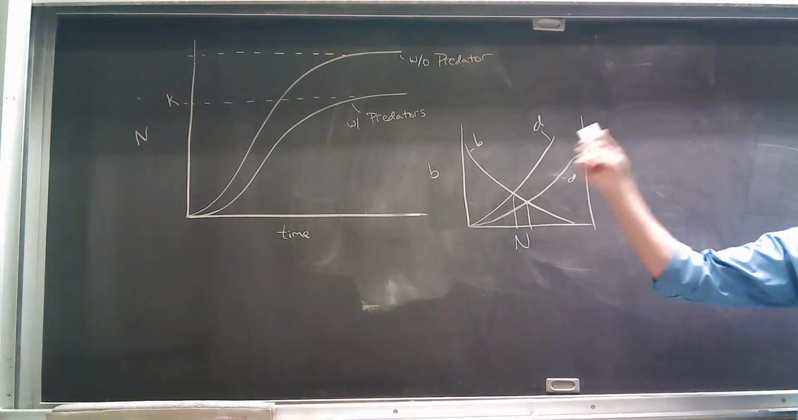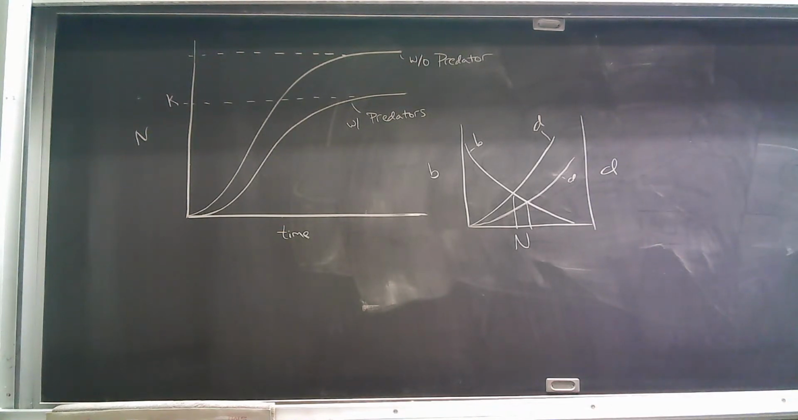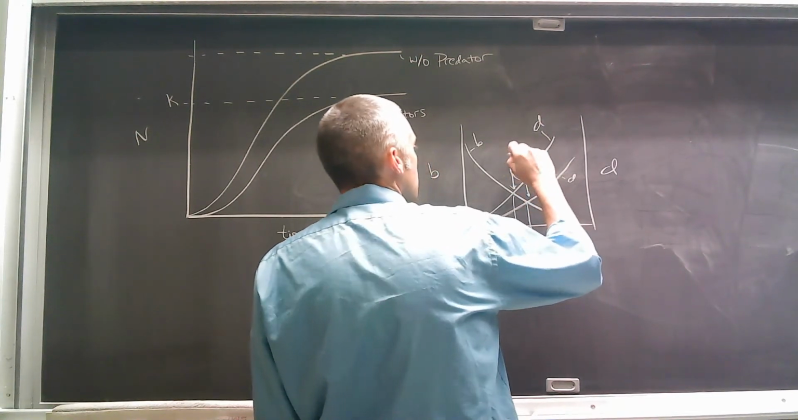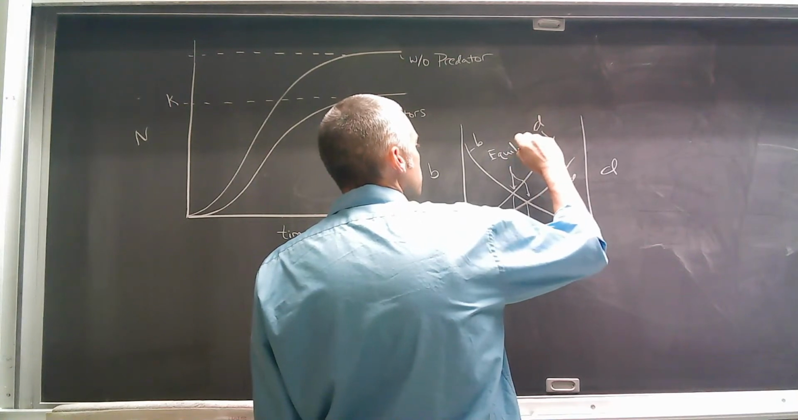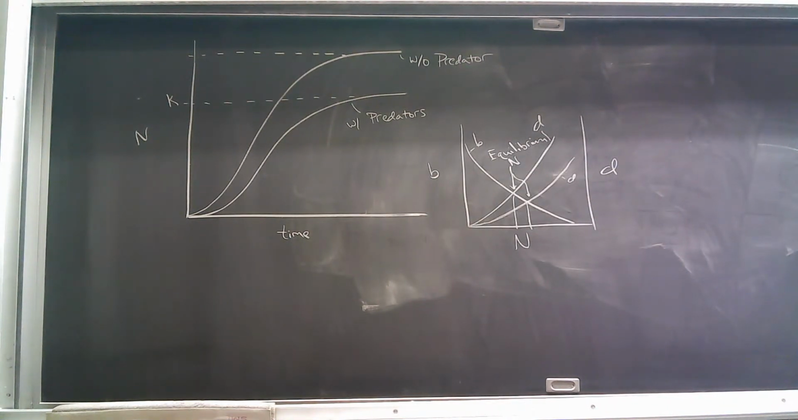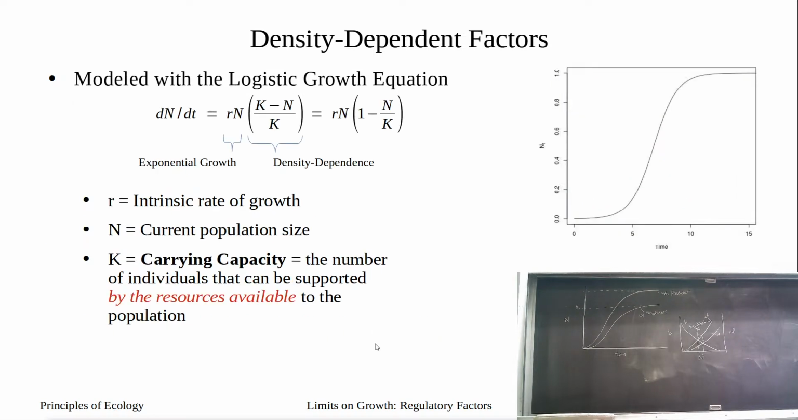Again, our equilibrium size happens when we cross these two lines. So we've got our bottom-up and our top-down regulation. This point represents our equilibrium population size, and in some cases it could be our carrying capacity. We'll talk about that in a bit. All right. Any questions?